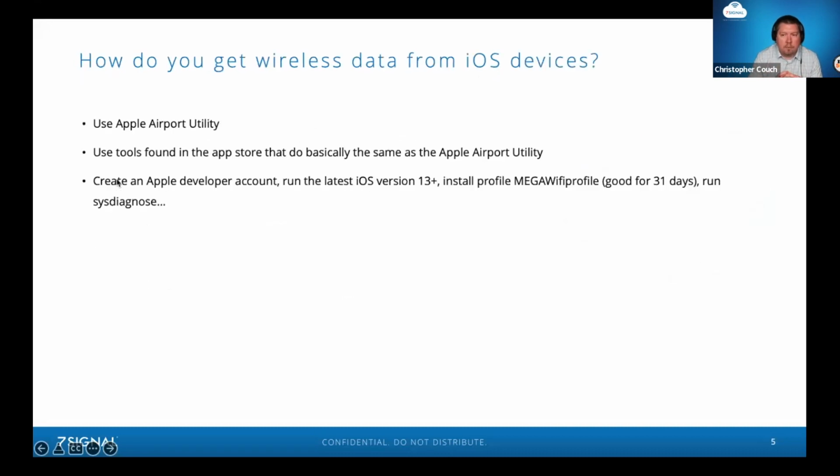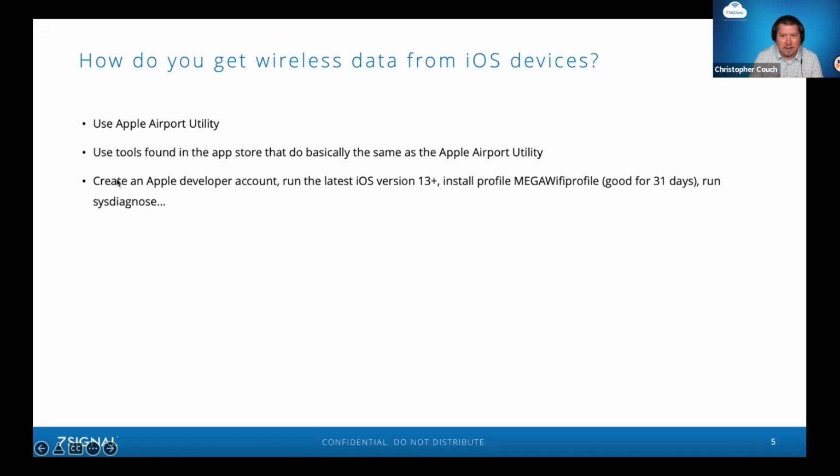So what kind of information can you get from an iOS device? Well, there are a couple different ways to pull information from the device itself. You have the Apple Airport Utility, which is sponsored by Apple. It's out there in the App Store. There are many tools out there that do basically the same thing as the Apple Airport Utility, but they also include some other features. There's Fing and Speedtest and a bunch of others out there.